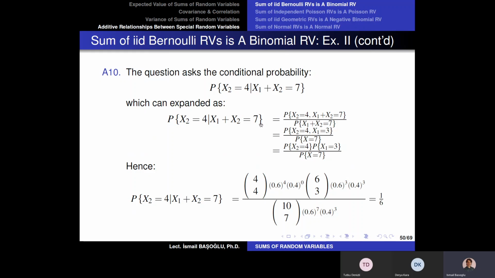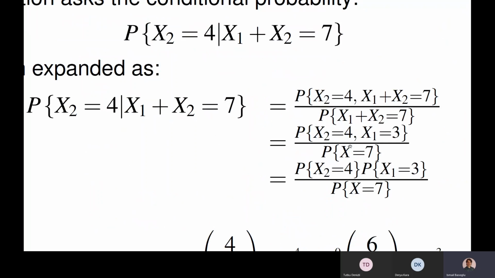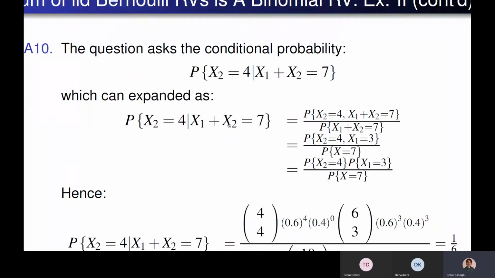So if you have a conditional probability like this, you write a ratio, and in the numerator, you write the probability of the intersection of these 2 events, which is X2 equal to 4, and at the same time, X1 plus X2 is equal to 7. And in the denominator, let me expand this a little, you write the probability of X1 plus X2 being equal to 7, the conditioning event. So the conditioning event is written as the probability in the denominator.